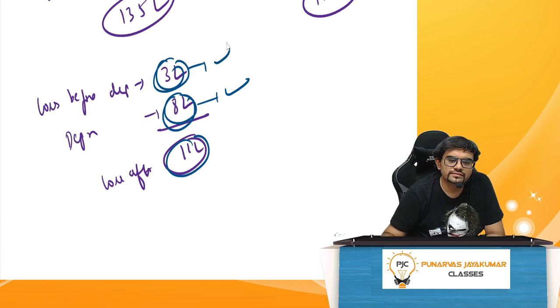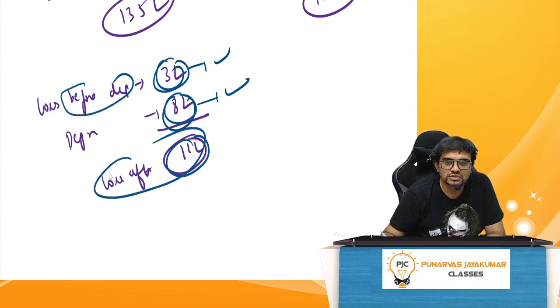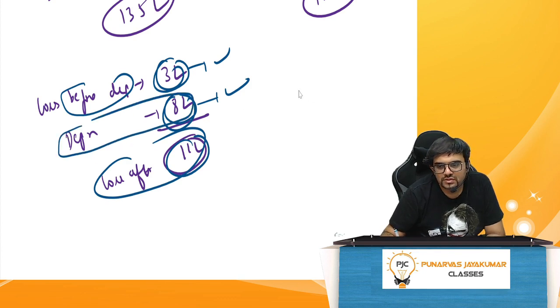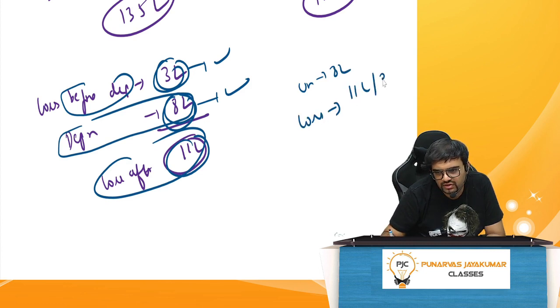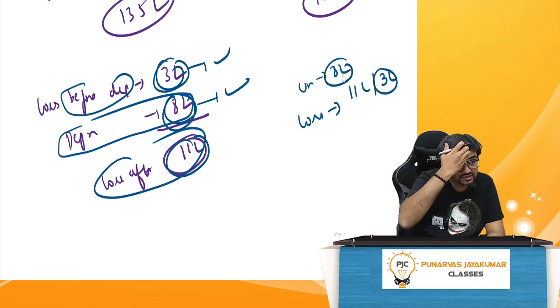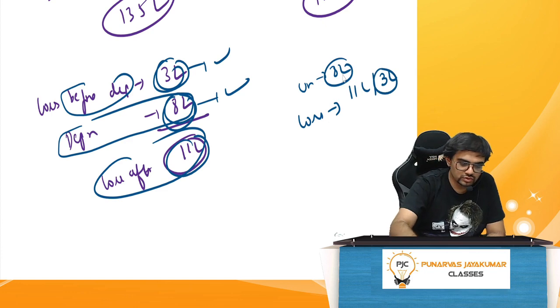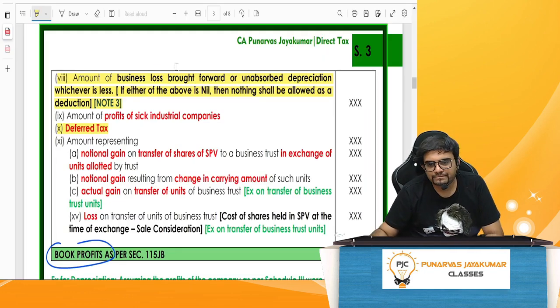Litigation happened. When I say loss, is it loss before depreciation or total loss? Unabsorbed depreciation is 8 lakh. So unabsorbed depreciation 8 lakh or loss, whichever is lesser. Loss, should it be 11 lakh or 3 lakh? Should I take 8 lakh or 3 lakh, whichever is lesser? That's what the question was. So they added an explanation.